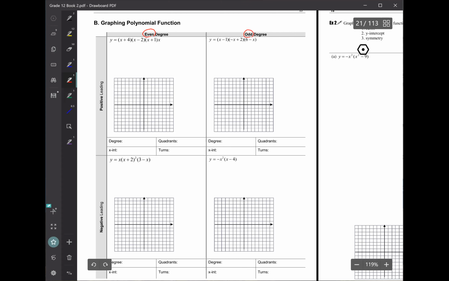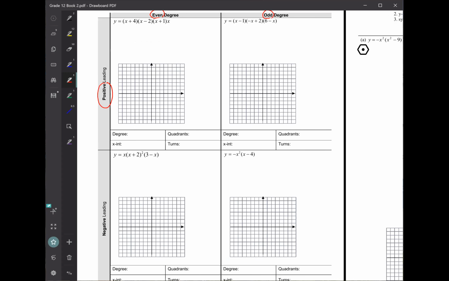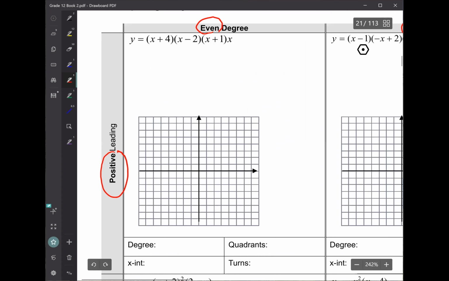So if you get a positive, look at the chart on the top left, positive leading coefficient, then you get one kind of graph. And if you get negative, you get another one, okay? By combining these two groups, degree and leading coefficient, you can make 4 different combinations. So we'll go through them one by one and see what happens, okay? So find out the rules here.